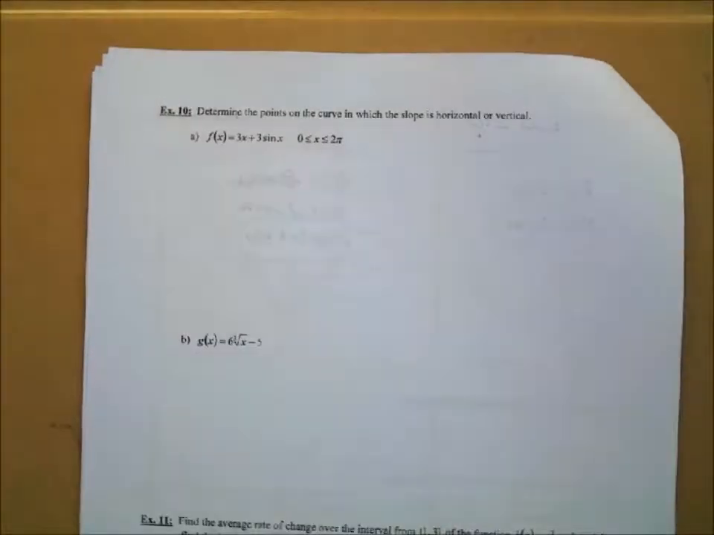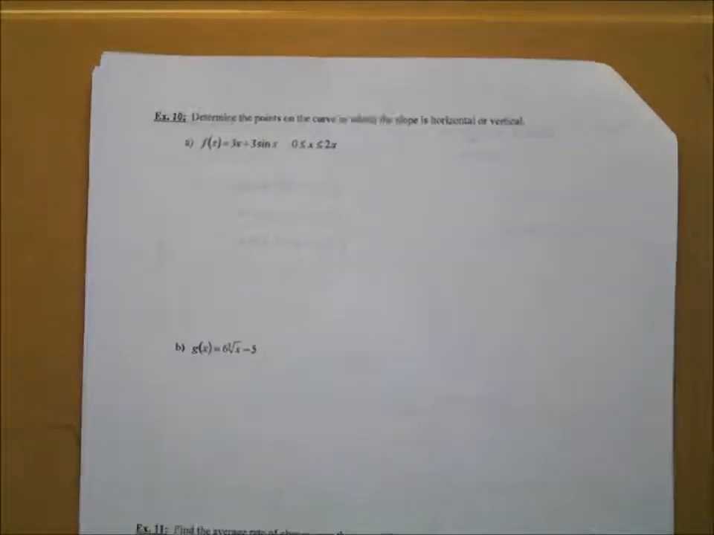Determine the points on the curve in which the slope is horizontal or vertical. Determine the points on this curve where the slope of that curve would be horizontal or vertical. Ideas here. If we want to analyze the slope of a function, what should we probably do? Take the derivative, right? The derivative describes the slope of a function at any particular point. Let's take that derivative then.